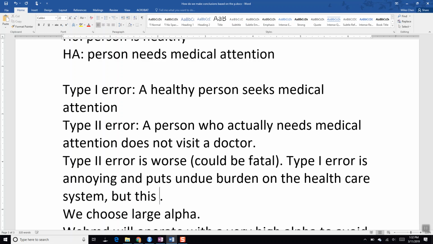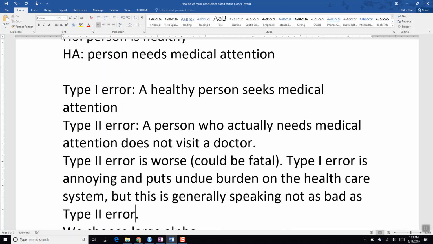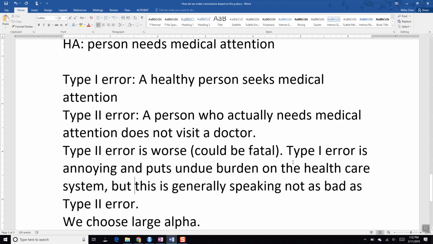But this is, generally speaking, not as bad. Not as bad as type 2 error. Okay, or I guess for the individual, maybe as society at large, the type 1 error is worse. But type 2 error, I don't know. I think type 2 error is worse in all cases, right? So in this case, we're going to choose a large alpha, okay?